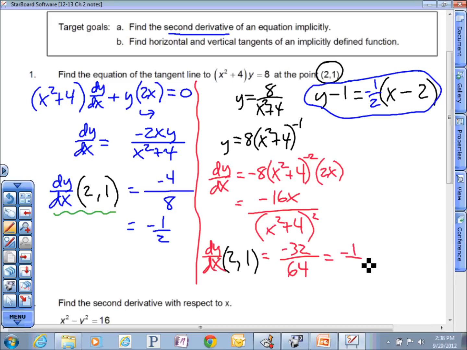There's my slope of my negative 1/2, which matches my slope of negative 1/2 I found when I did it implicitly. So a little bit of, you got some choices there. One way is not better than the other. Do what you think is best.